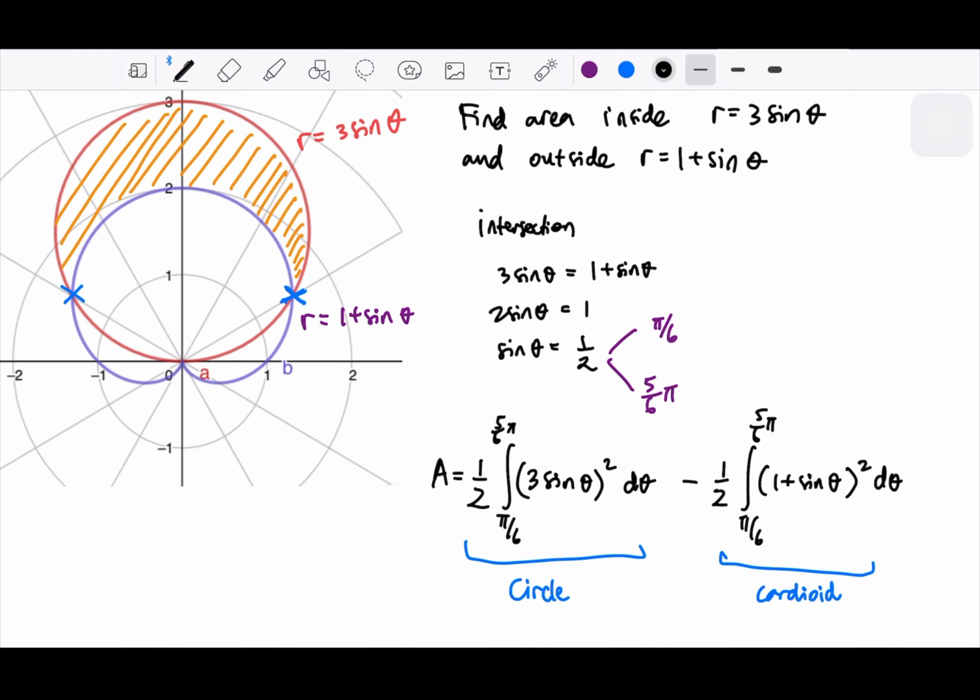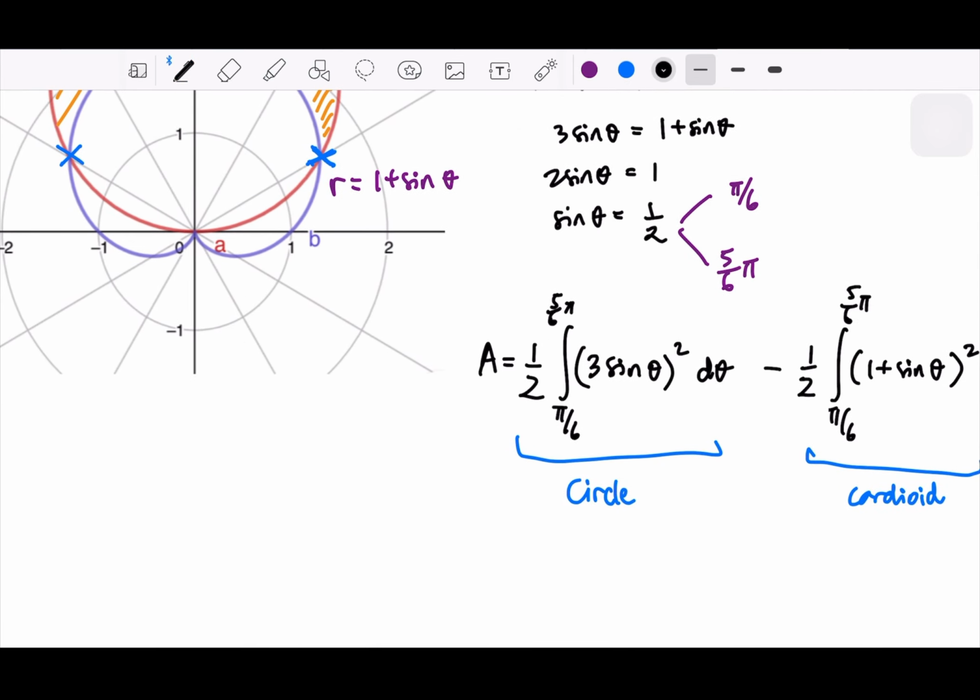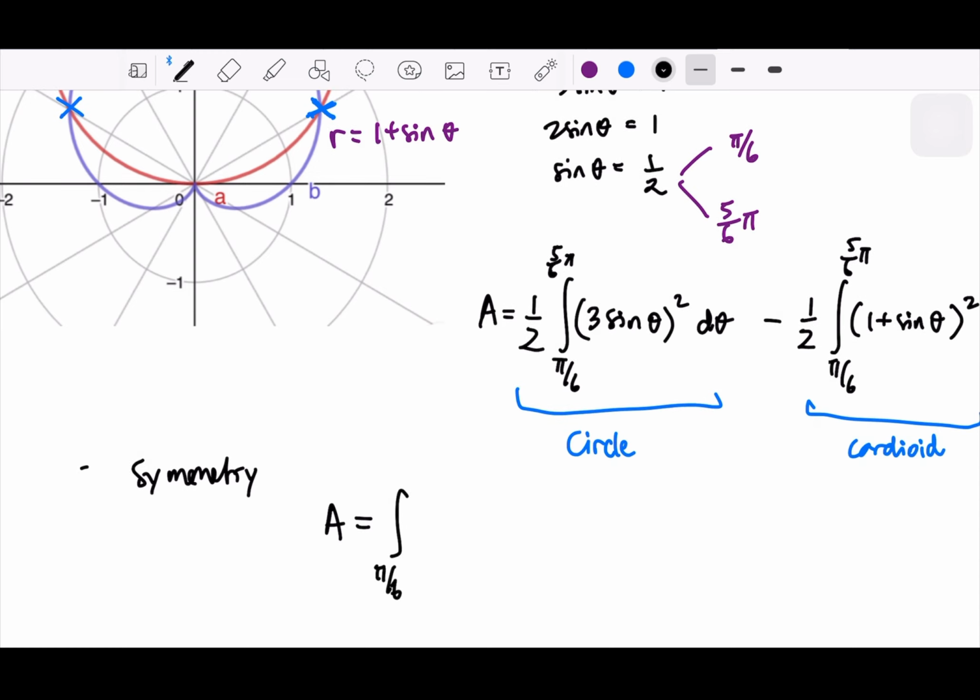Now we can also write it, because of the symmetry, then we can write A. Because it has a half, I can multiply by 2. So this will be from pi over 6 to pi over 2. And then the half is removed because it is multiplied by 2. And then this will be 9 sine squared theta d theta. Let me write one by one. This will be 1 plus 2 sine theta plus sine squared theta d theta.